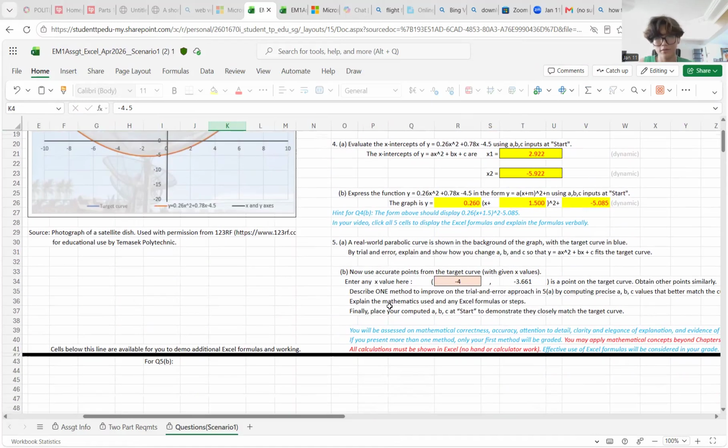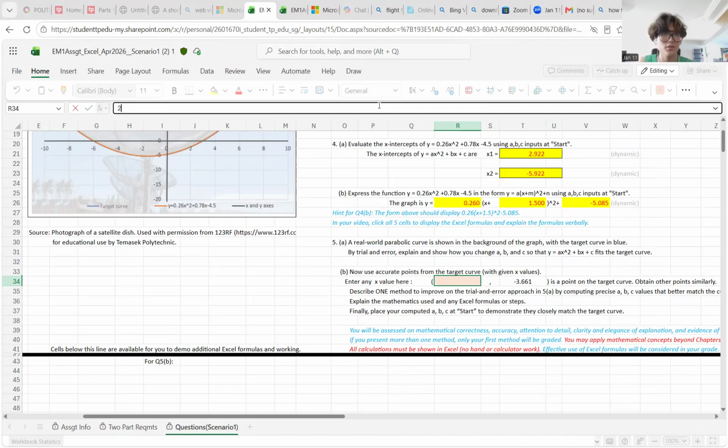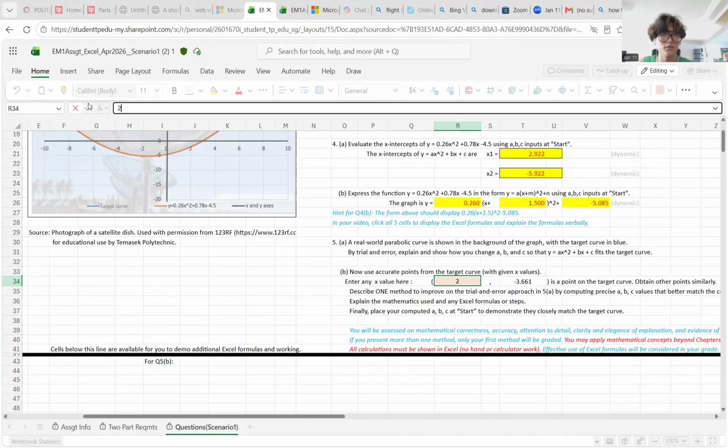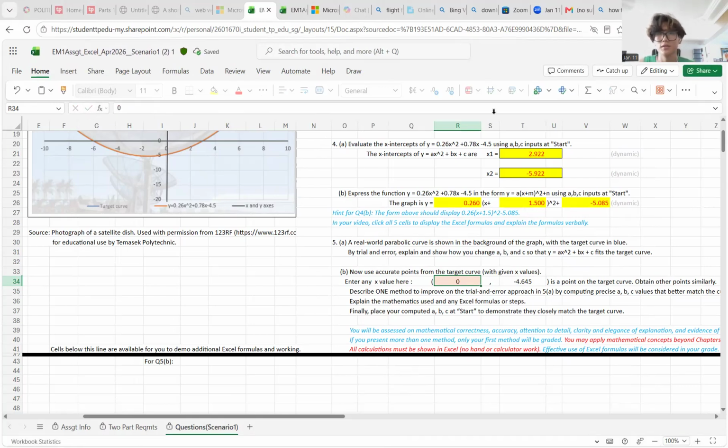And then for part 5b, of the three x values that I've inputted, one of them is minus 4, and you see this is the y value. The other one would be 2, and this is the y value of 2. And the other one I use is 0, and this is the y value of 0.